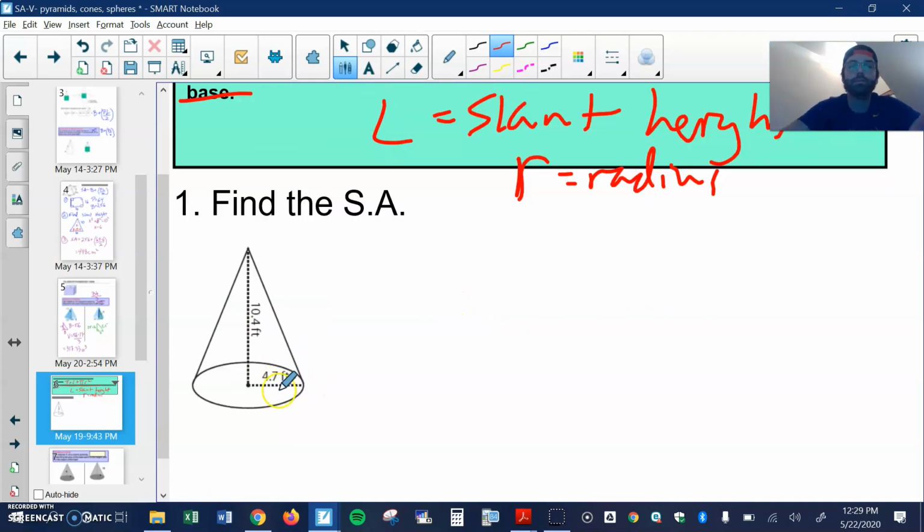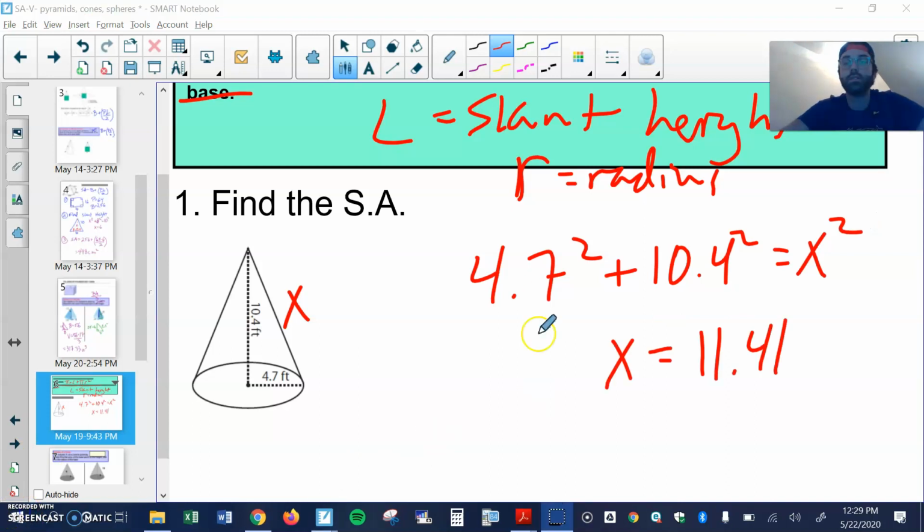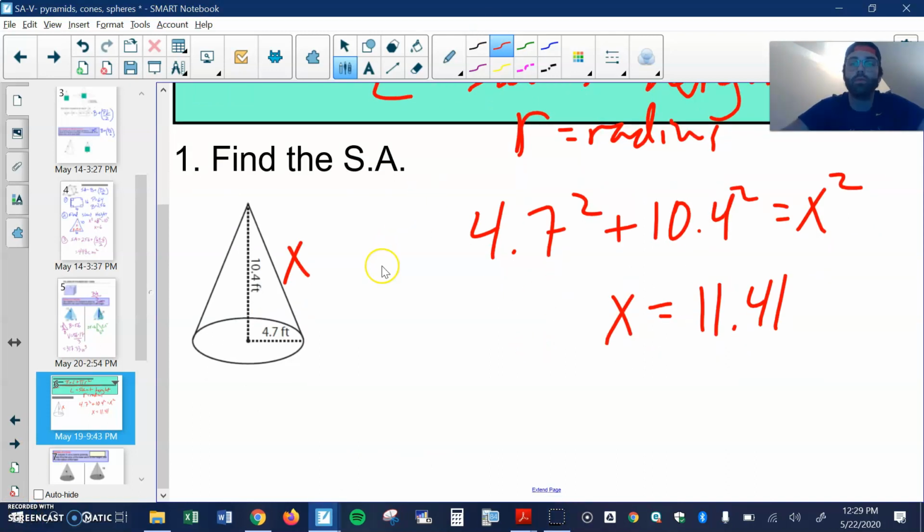If you look here, I know what r is, 4.7. This is the height of my cone. The slant height is actually x, so I do have to do the Pythagorean theorem here to solve for it. Let's do that. So I got x to be 11.41.